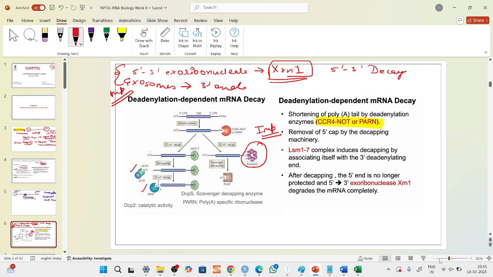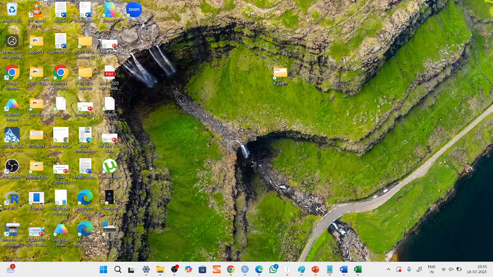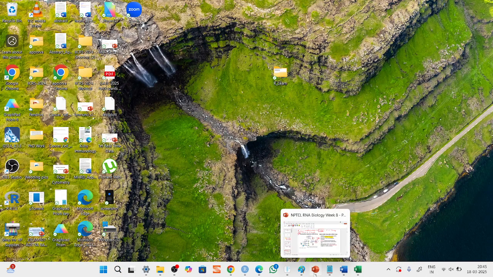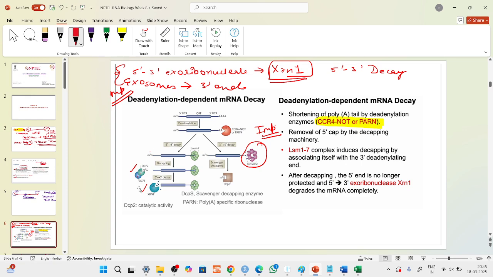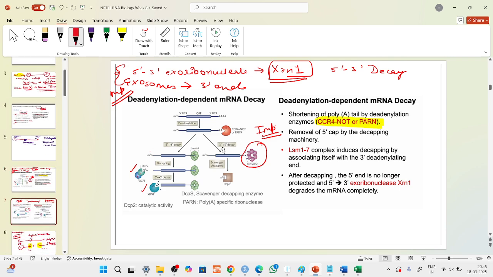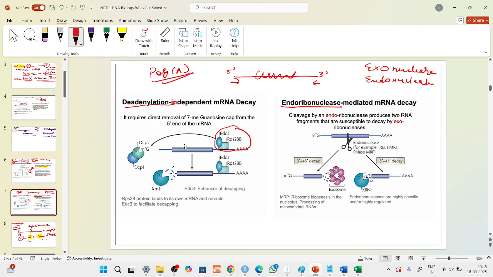If it undergoes 5' to 3' decay, then what happens? XRN1 will come and it will chop from the 5' end. If it undergoes 3' decay, then exosomes come and chop from the 3' end. Then independent means that there is no need of removal of the poly A tail. Directly the decapping enzyme will come and it will chop the RNA from the 5' end.